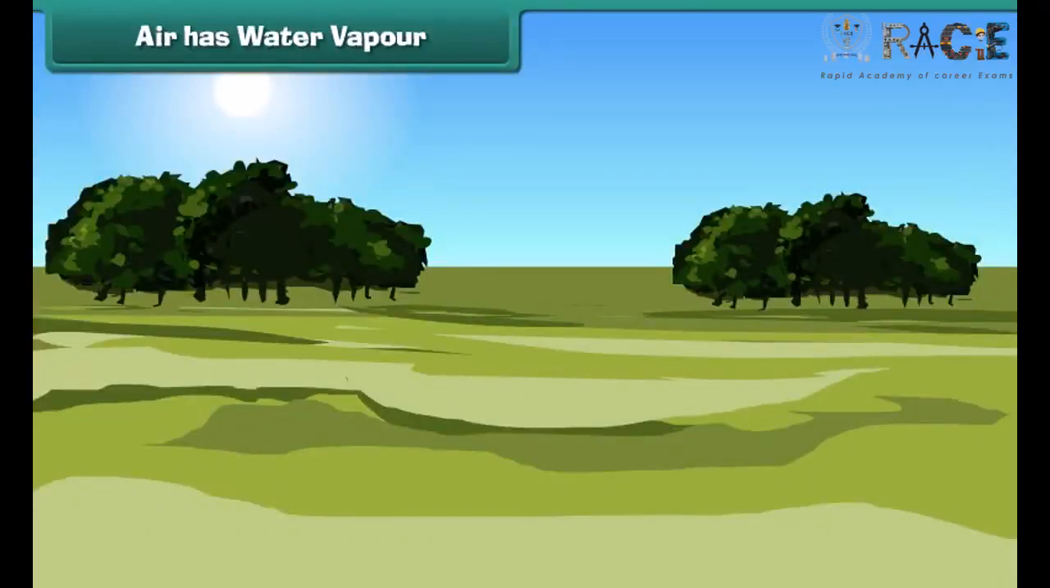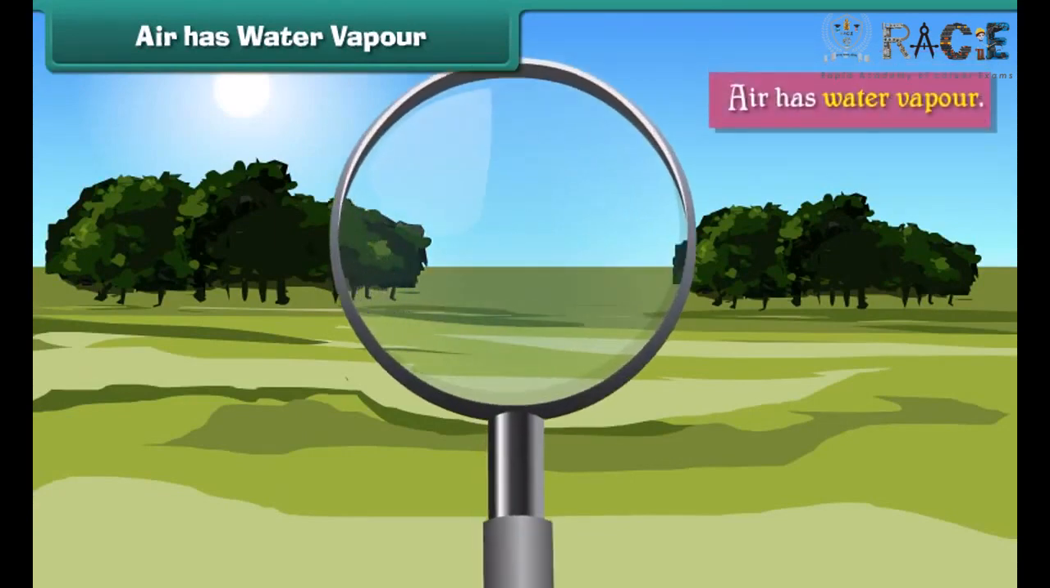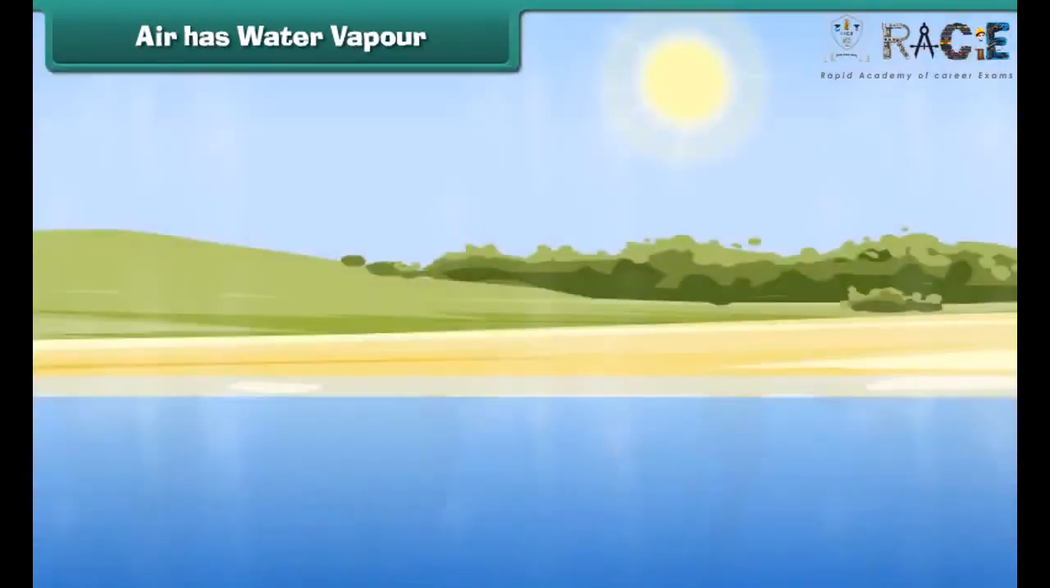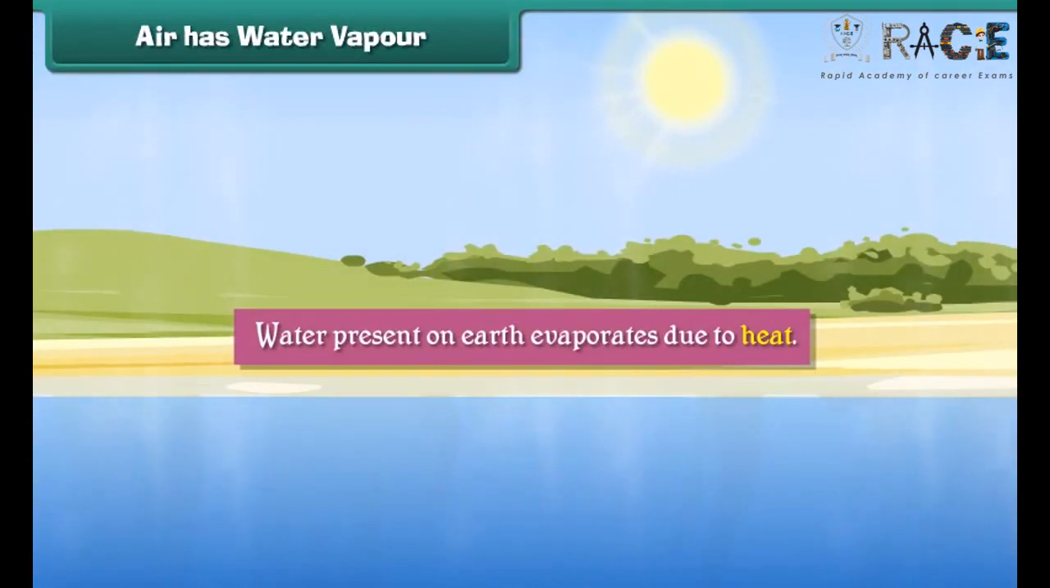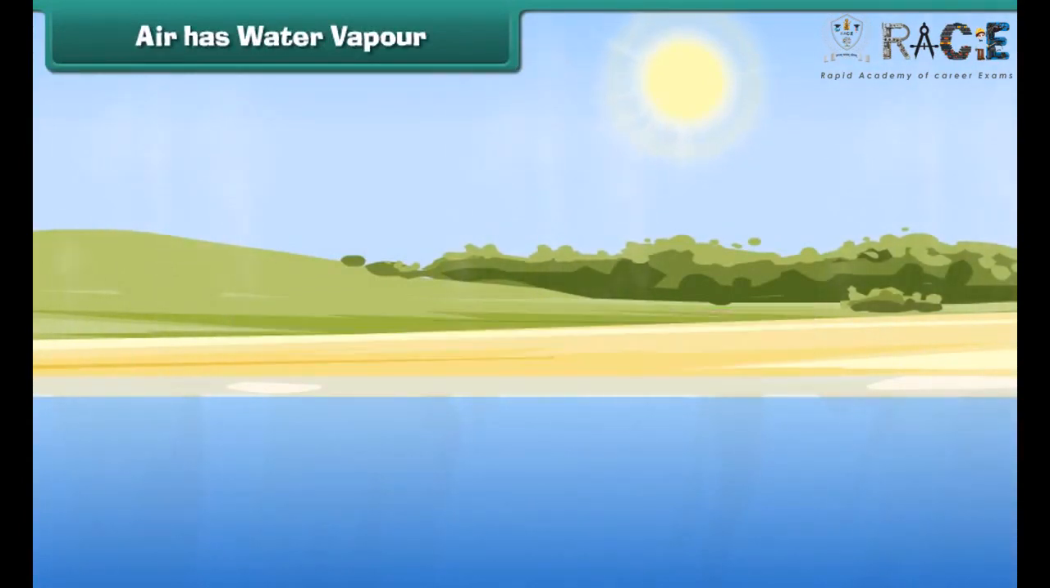Air has water vapor. Water present on Earth evaporates due to heat. The evaporated water is called vapor. It rises and mixes with air.